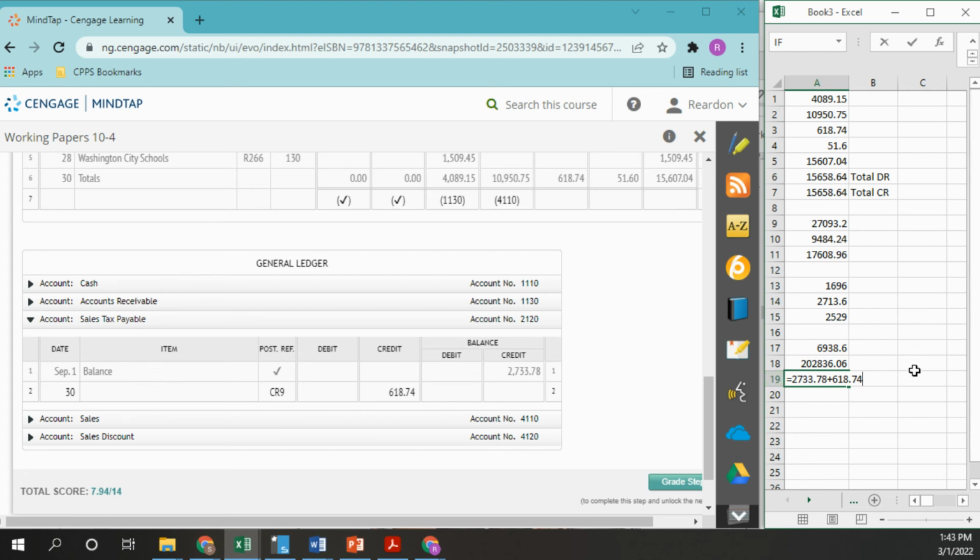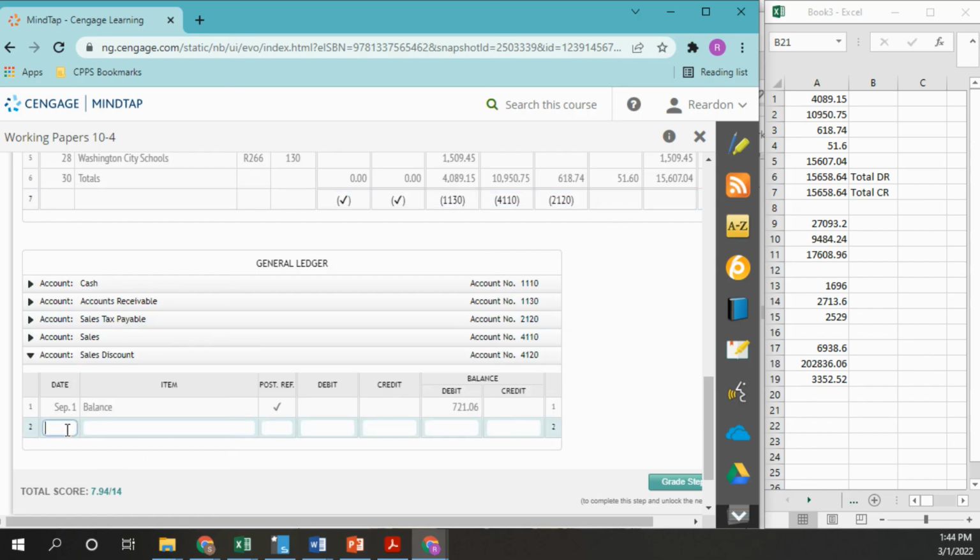All right. 2733.78 plus 618.74. Okay. Go back and show that as being posted. 2120. The sales discount account, CR9. Debit of 51.6. Previous balance 721.06 plus 51.6 is 772.66.